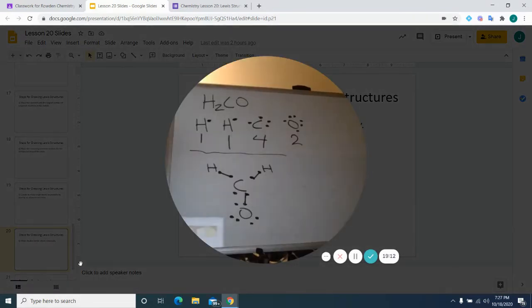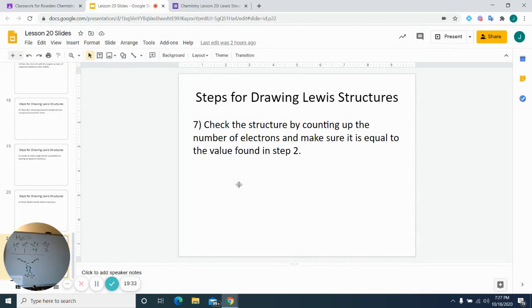You'll notice carbon is not happy because if I count, remember, a line counts as 2: 1, 2, 3, 4, 5, 6, and that makes 7. So carbon's not happy. And oxygen, 1, 2, 3, 4, 5, 6, 7. So they both want 1 more. So there we go. Now check the structure by counting the number of electrons and make sure it's equal to the value found in step 2. And then we know that we're done.